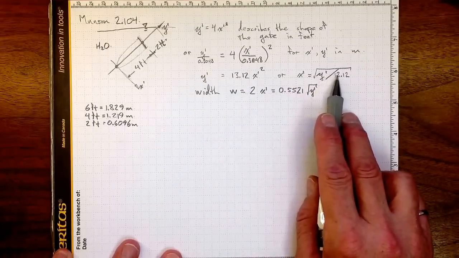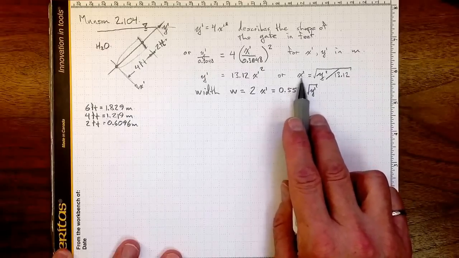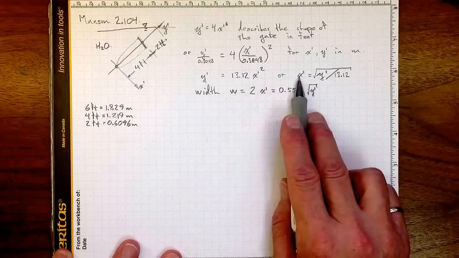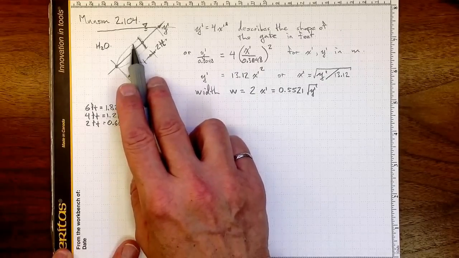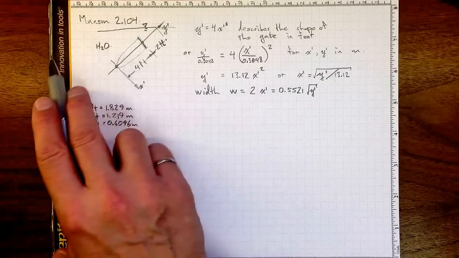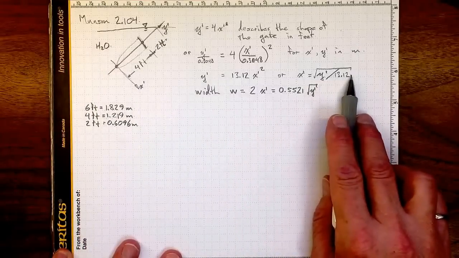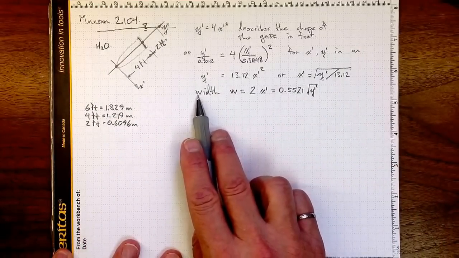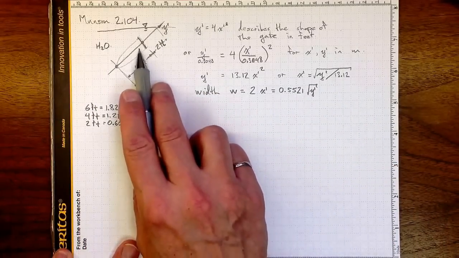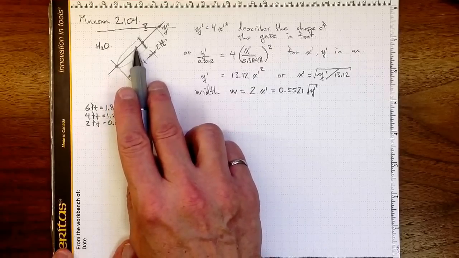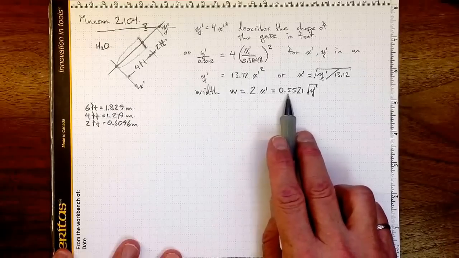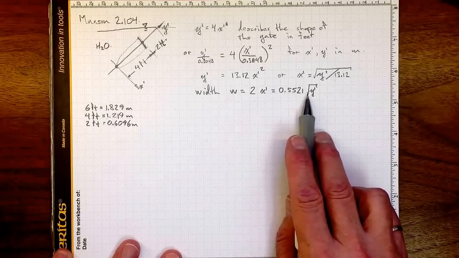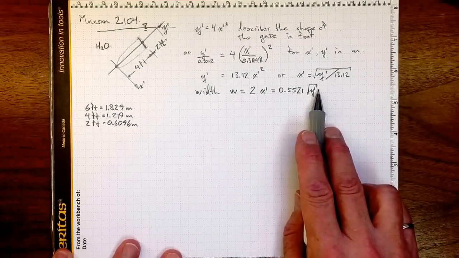Or, reversing the equation, we can get the positive root of the equation, x prime, that's the one over here on the positive x side. The negative one will be exactly the same except in the opposite direction. Noting that the width is twice the value of x prime, i.e. it goes this way and that way, then 2x prime, that'll be 0.5521 times the square root of y prime.